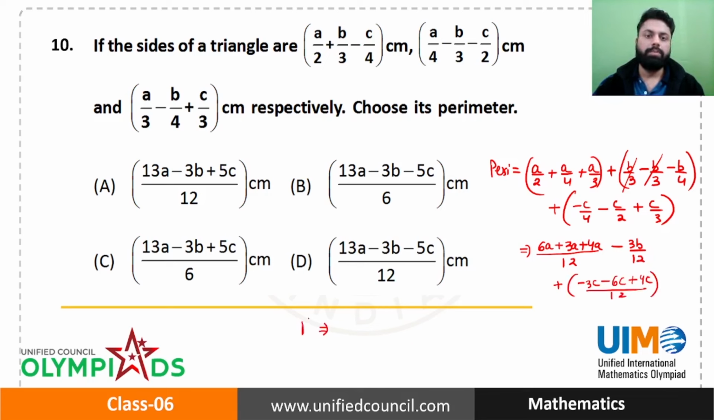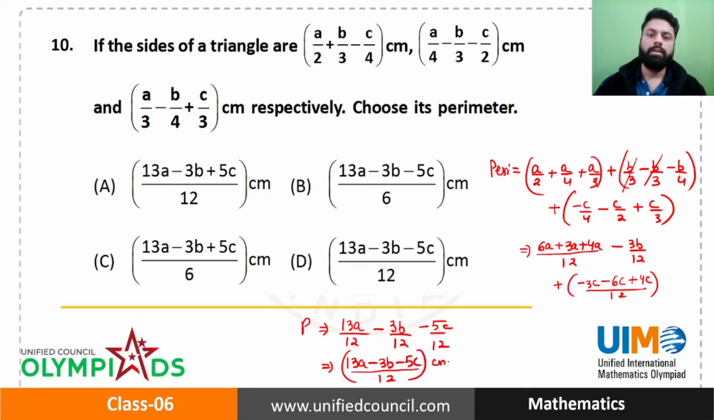So this perimeter is equal to 6 plus 3, 9 plus 4, 13a upon 12 minus 3b upon 12. Now minus 3 minus 6 is minus 9 plus 4 is minus 5c upon 12. So this is equal to 13a minus 3b minus 5c upon 12 centimeter, which is nothing but the option number D. That's how we can solve.